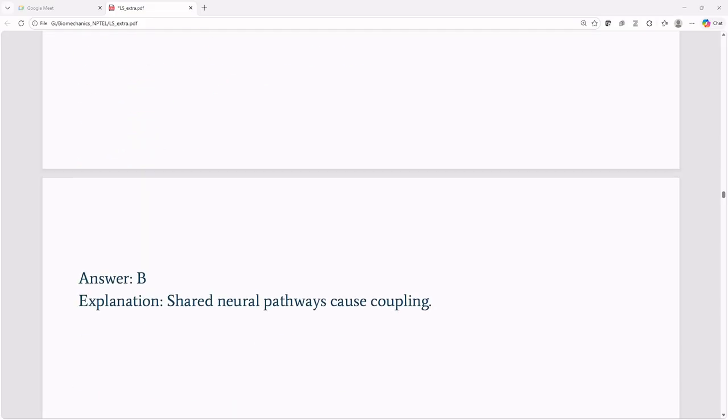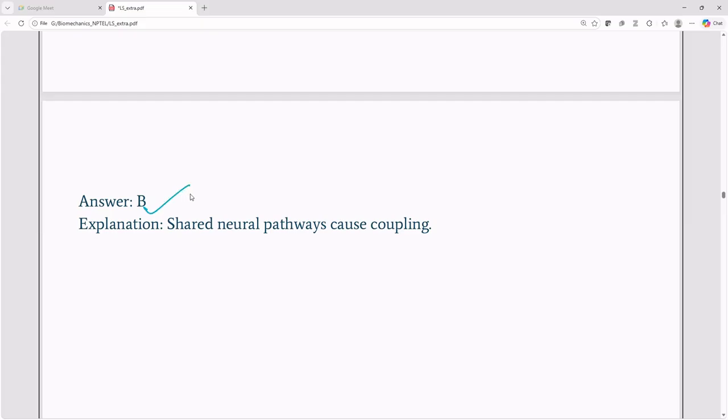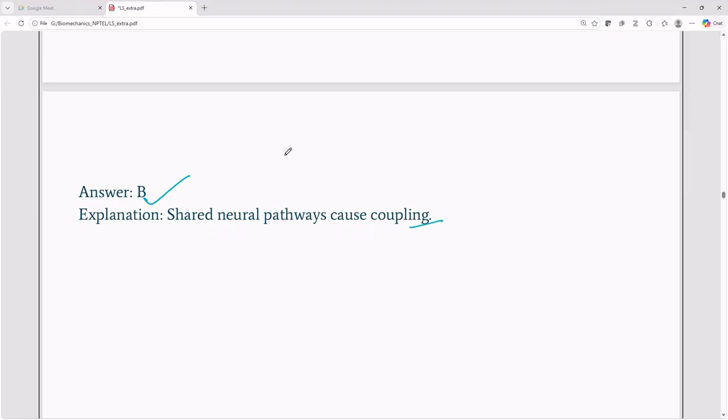Correct answer is option B, finger coupling. Shared neural pathways cause finger coupling, or the Nernst-Levin effect.